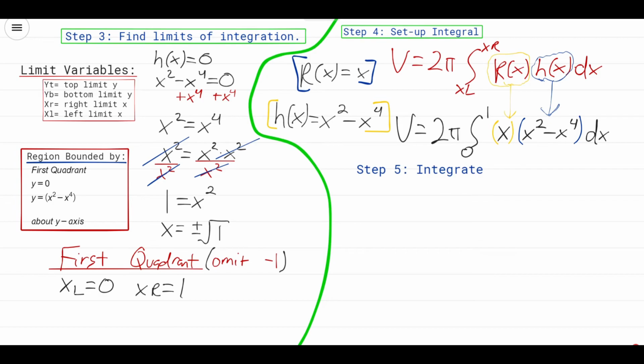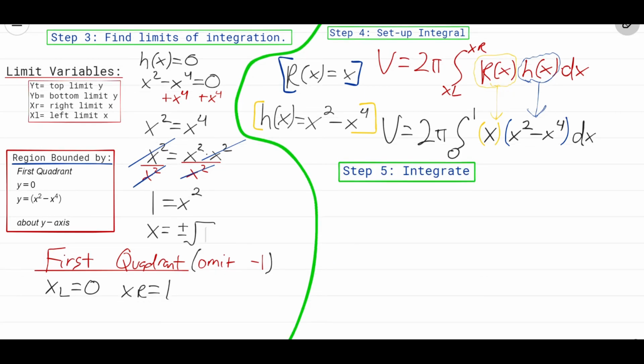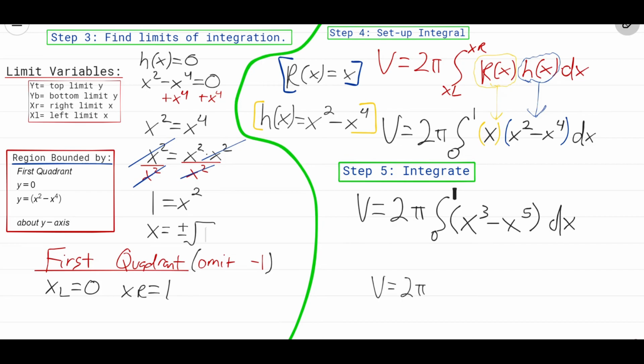So now what we're going to do is step 5, which is to integrate this function. So in doing so, we know the volume is equal to 2 pi bounded from 0 to 1. And we're going to distribute that x, the r of x, into h of x. So x times x squared is x cubed minus x to the fifth power, dx. And when we integrate this, the integral is very easy to compute. So we know x cubed integrated is x to the fourth over 4 minus x to the 6 over 6, bounded from 0 to 1.